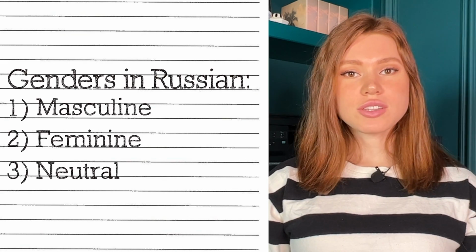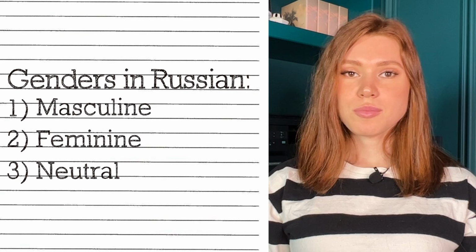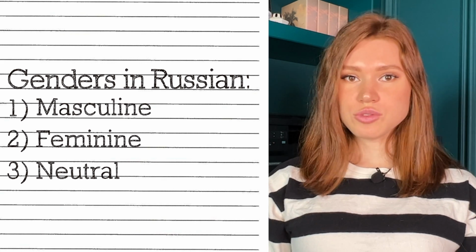Today you will learn genders in the Russian language. Let's get started. All Russian nouns fall into three genders: masculine, feminine and neutral. There are two options for how to figure out the gender of the nouns.